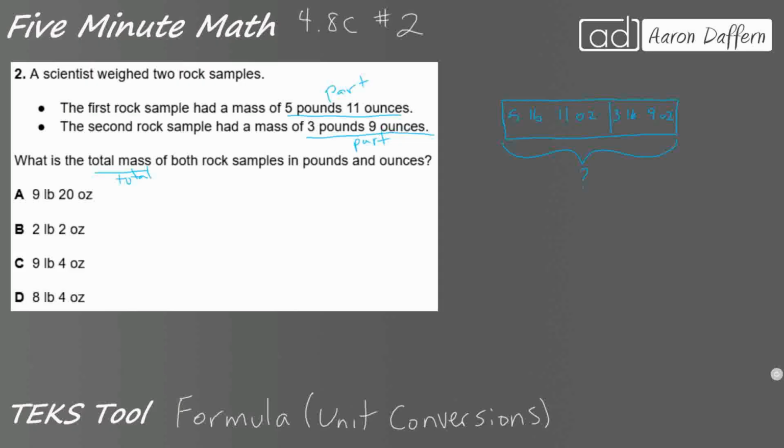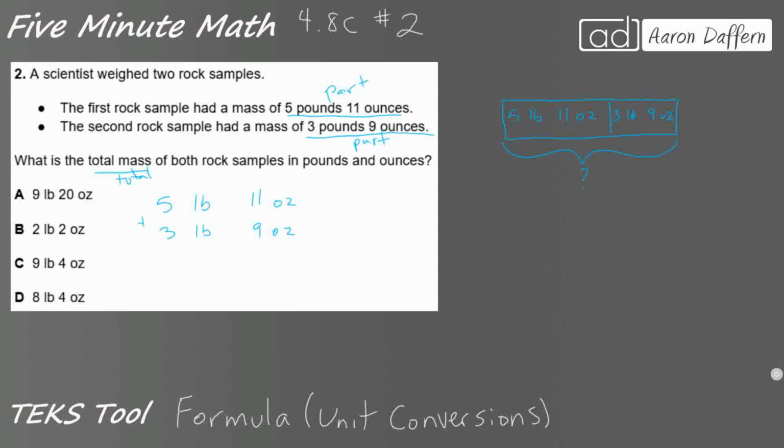You'd think we would just add these. Now, how can we add these? Because we've got pounds and ounces. Well, you can add them as long as you have pounds and ounces lined up with each other. So I'm going to put 5 pounds and I'm going to put 11 ounces. I'm going to treat it like a place value problem where you have to keep everything lined up. And then I've got 3 pounds and then 9 ounces.